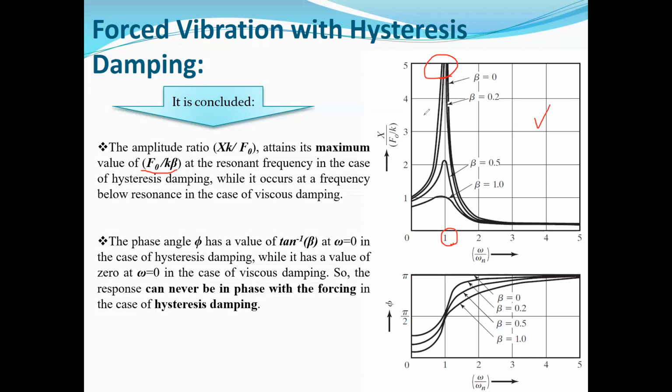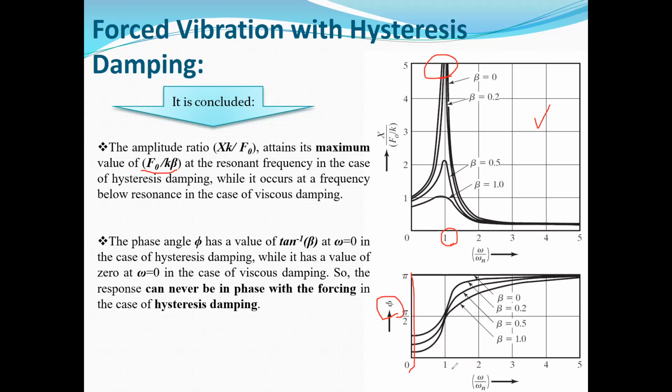The second difference between the system with hysteresis damping and with viscous damping is in the phase angle. You can see that when omega is equal to 0, or r is equal to 0, the phase angle starts from tangent inverse of beta. So in this case, the response is not in the same phase as the excitation.